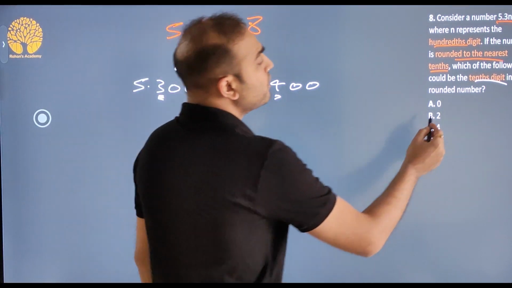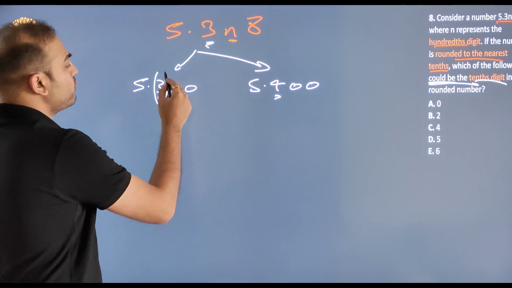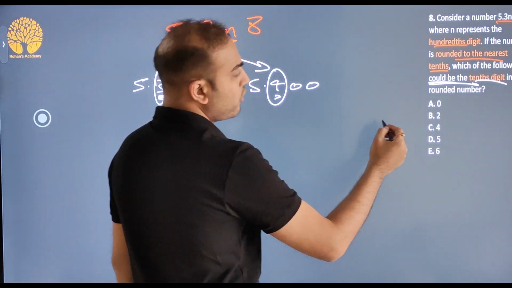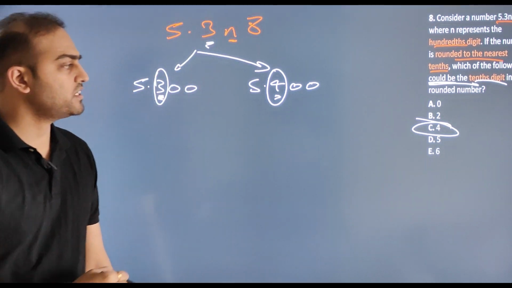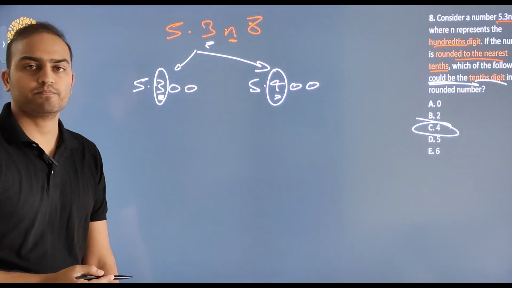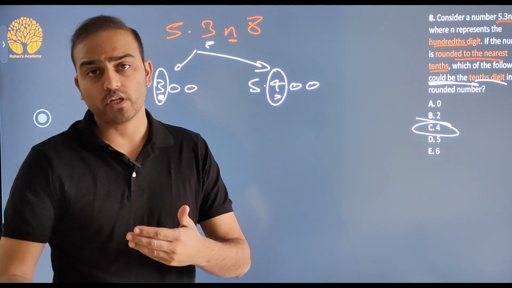Now what do they want? Which of the following could be the tenth digit? So the digit that could be the tenth is 3 or 4. Since 3 is not an option and 4 is an option, 4 is the answer. Okay, so I hope you understand the concept of how to round up, round down.